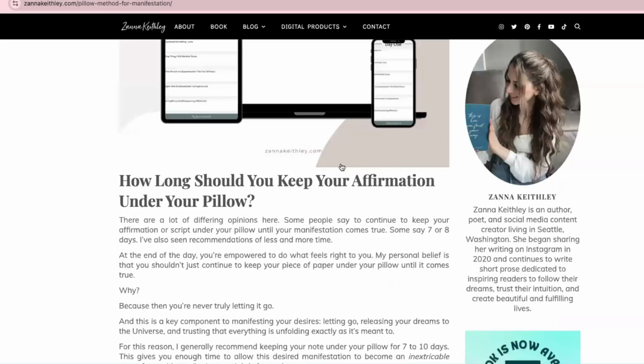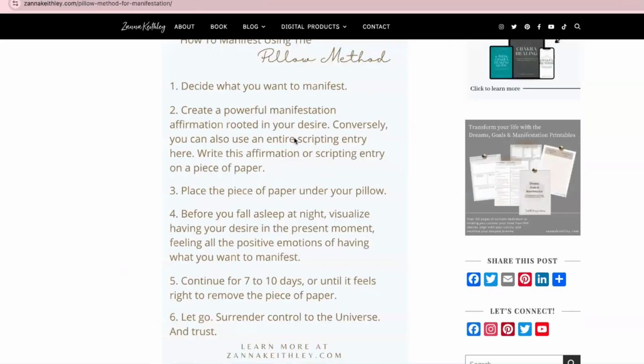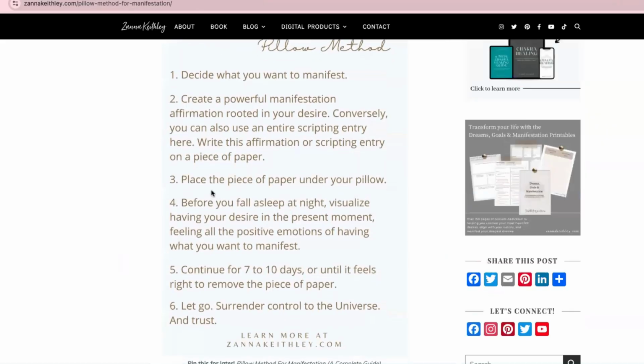You can write your intentions on paper. Decide what you want, take a piece of paper, and write something like, for example, thank you for giving me this job in this particular company. Thank you for giving me this monthly salary. Thank you so much. You write in the present tense, and then you put that piece of paper under your pillow.